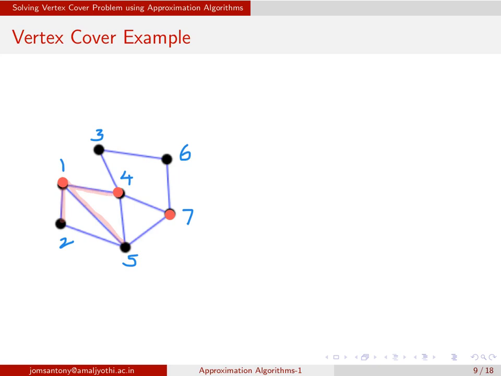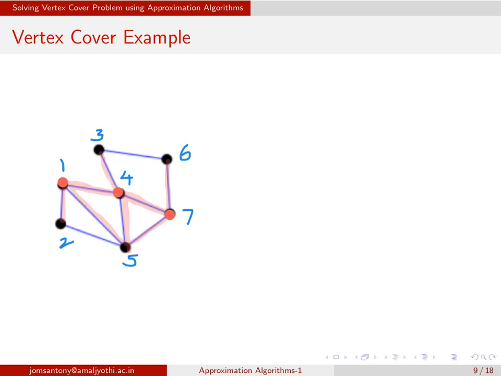Similarly, the edges covered by vertex 4 are (4,3), (4,1) is already covered, then (4,7), (4,5). And the edges covered by vertex 7 are (7,5), (7,6), and (7,4) is already covered. Okay, these are the edges which are covered by vertices 1, 4 and 7.